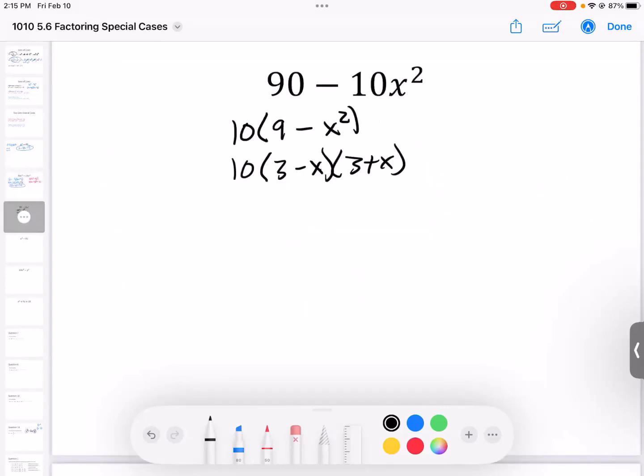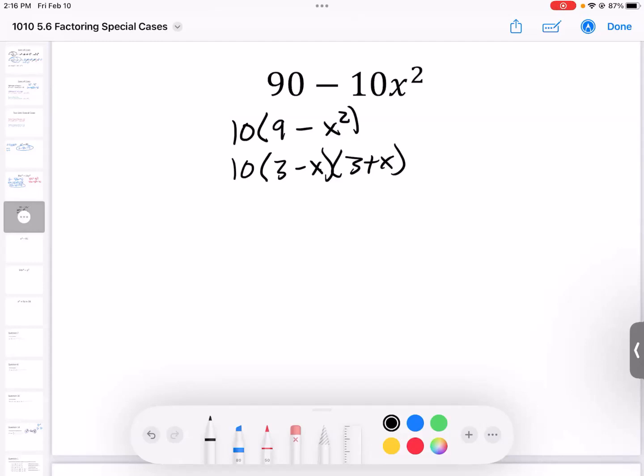Any questions on this so far? Okay. Can you guys let me know on a scale of 1 to 5 how you are feeling about difference of squares? Okay. Do you guys have any questions on it or how it works?